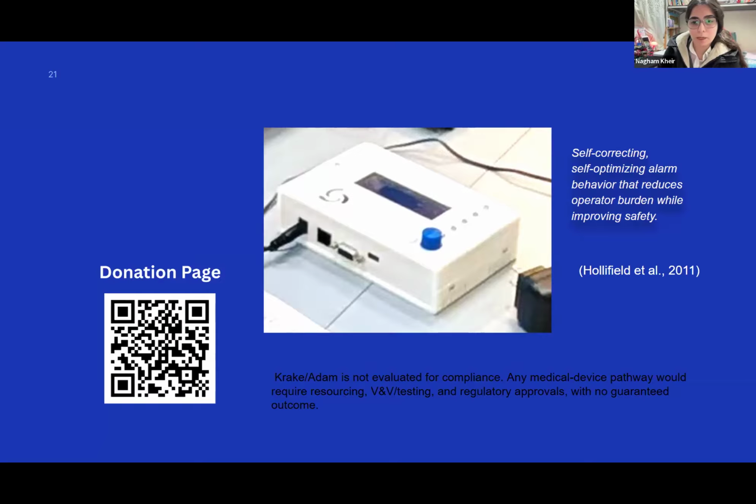Adding to that, it might be easy for an experienced operator to know what to do when an alarm goes off. But it's not the same situation for a fresher, right? Most of the time, they're not going to know what to do. But here, Krake comes in, giving the suggestion of what should be done when this alarm occurs.